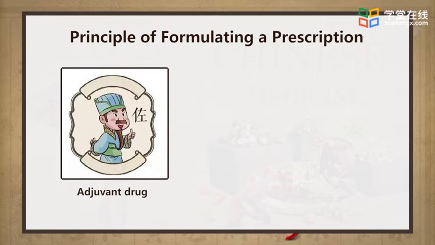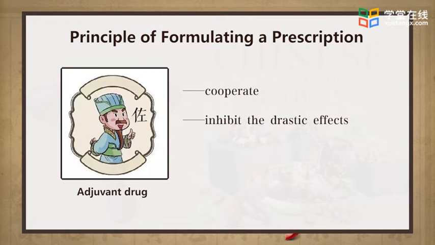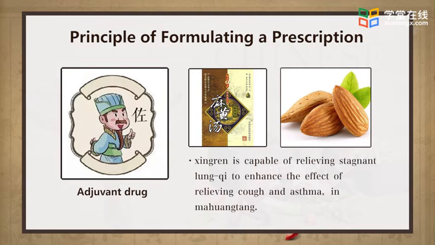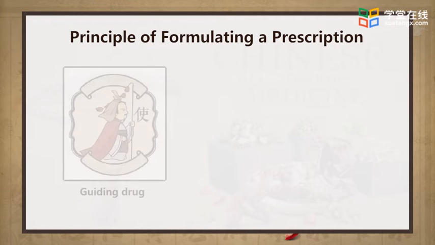Adjuvant drug refers to, first, the ingredient that cooperates with the monarch and minister drugs to strengthen the therapeutic effects or treat the accompanying disease or syndromes. Second, to inhibit the drastic effects or toxicity of the monarch and minister drugs. Third, to possess properties and flavor opposite to those of the monarch drug, but play a supplementing effect in the treatment when serious disease due to excessive pathogenic factors makes patients refuse the drug. For example, 杏仁 is capable of relieving stagnating lung qi to enhance the effect of relieving cough and asthma in Ma Huang Tang.